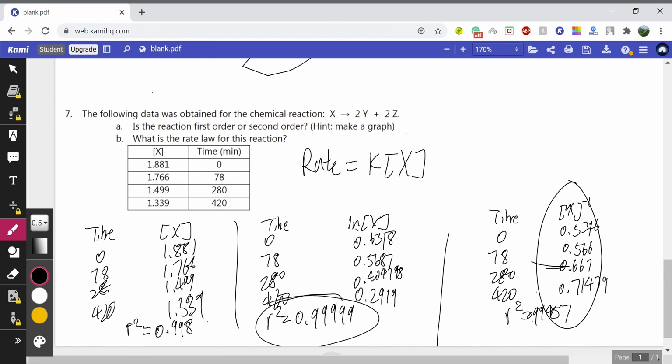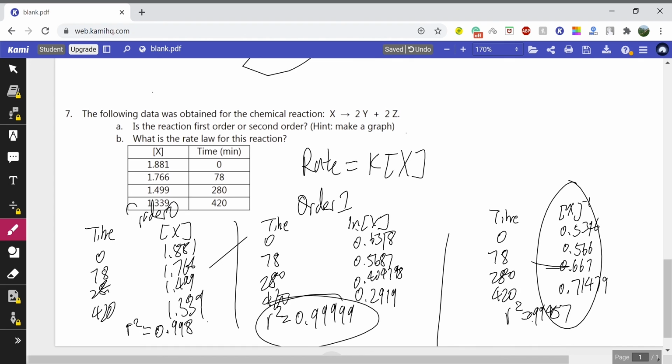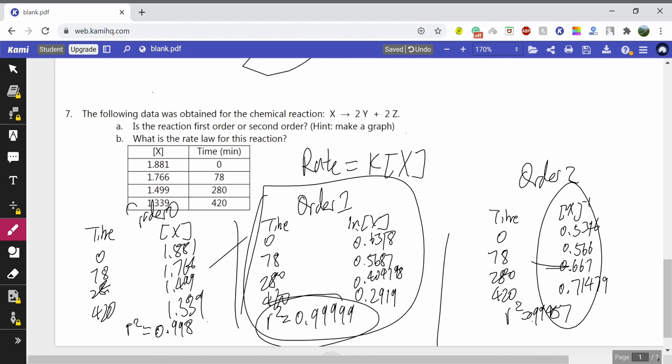Now which one of the orders uses ln of x? It's order 1. I should label this. This is order 0, this is order 1, and this is order 2. For order 0 you use the normal concentration of x, for order 1 you use ln of x, and for order 2 you use x to the negative first power, as we learned in our integrated rate laws. As you can see, this is the most linear, so this is the order of the data set we're given.